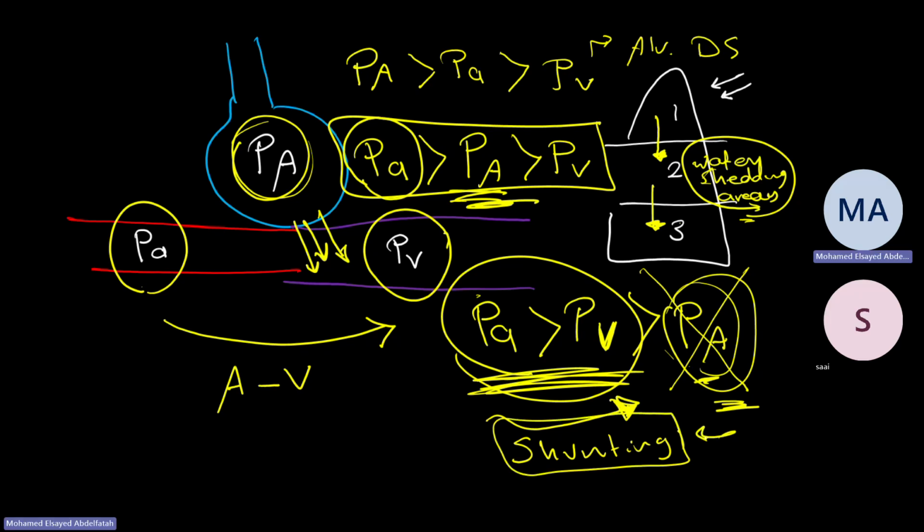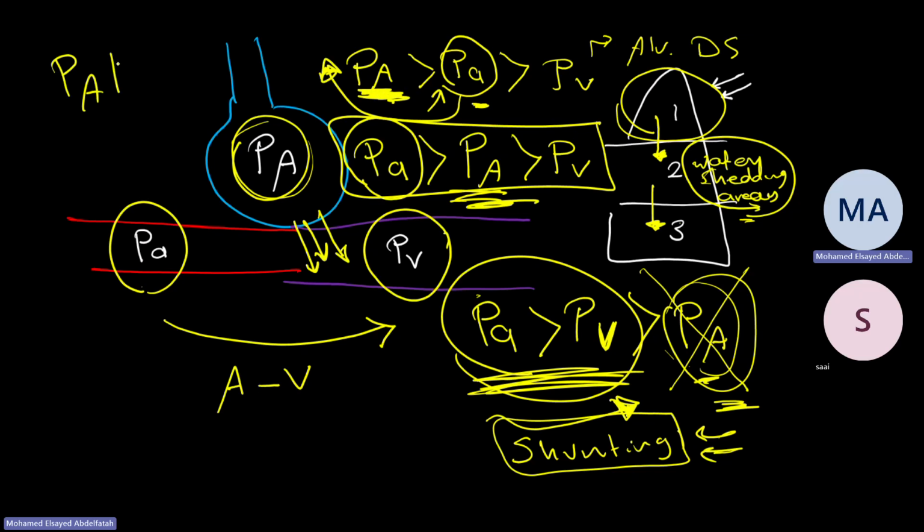Last piece of information I want to tell you: zone 1 is physiologically absent. Why? Because the pulmonary arterial pressure is high enough to be higher than the alveolar pressure under normal conditions. So when does zone 1 appear? In two conditions: either the alveolar pressure increases or the pulmonary arterial pressure decreases.